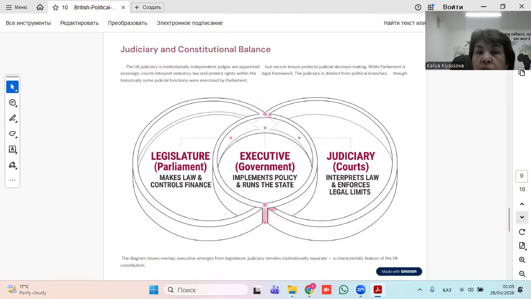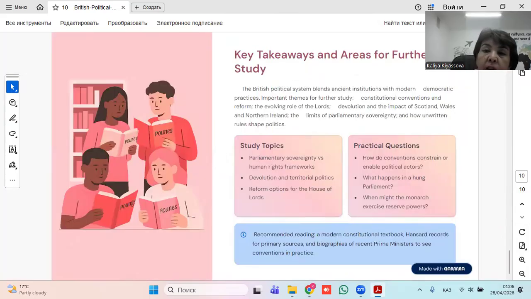Judiciary and constitutional balance. Here we see the legislature, parliament, makes law and controls finance, and the executive, the government, implements policy and runs the state. The judiciary interprets law and enforces legal limits, as in our Kazakhstan courts too.